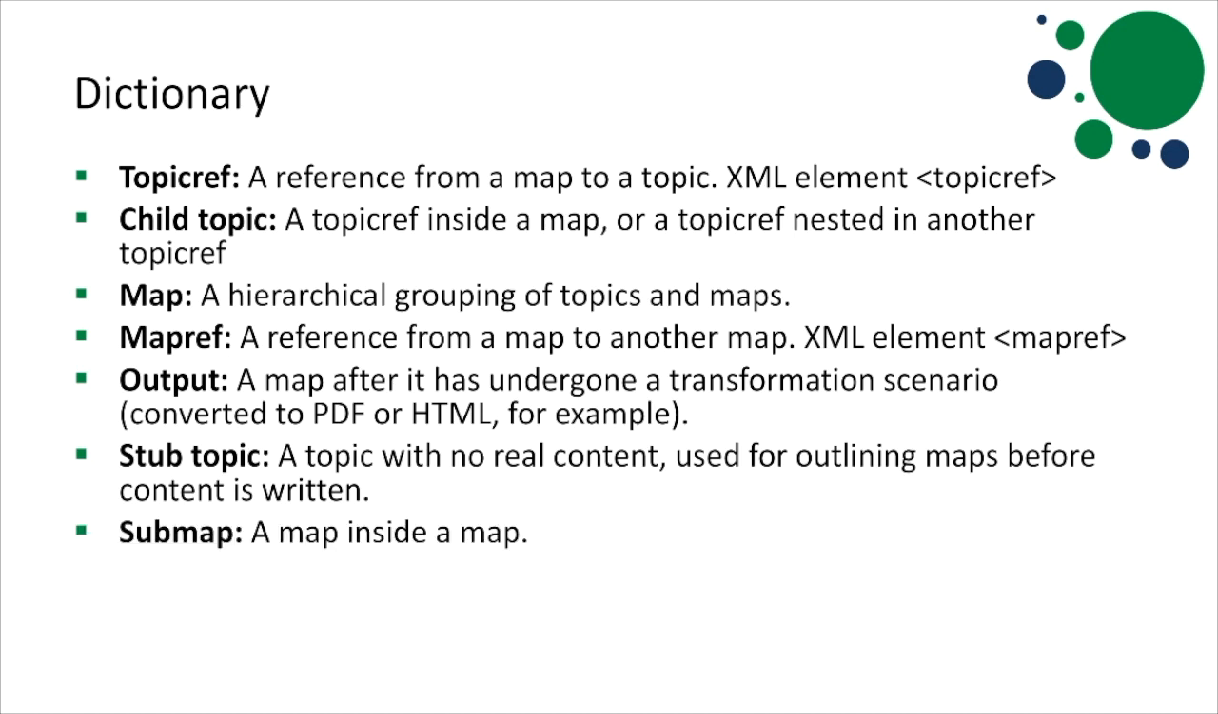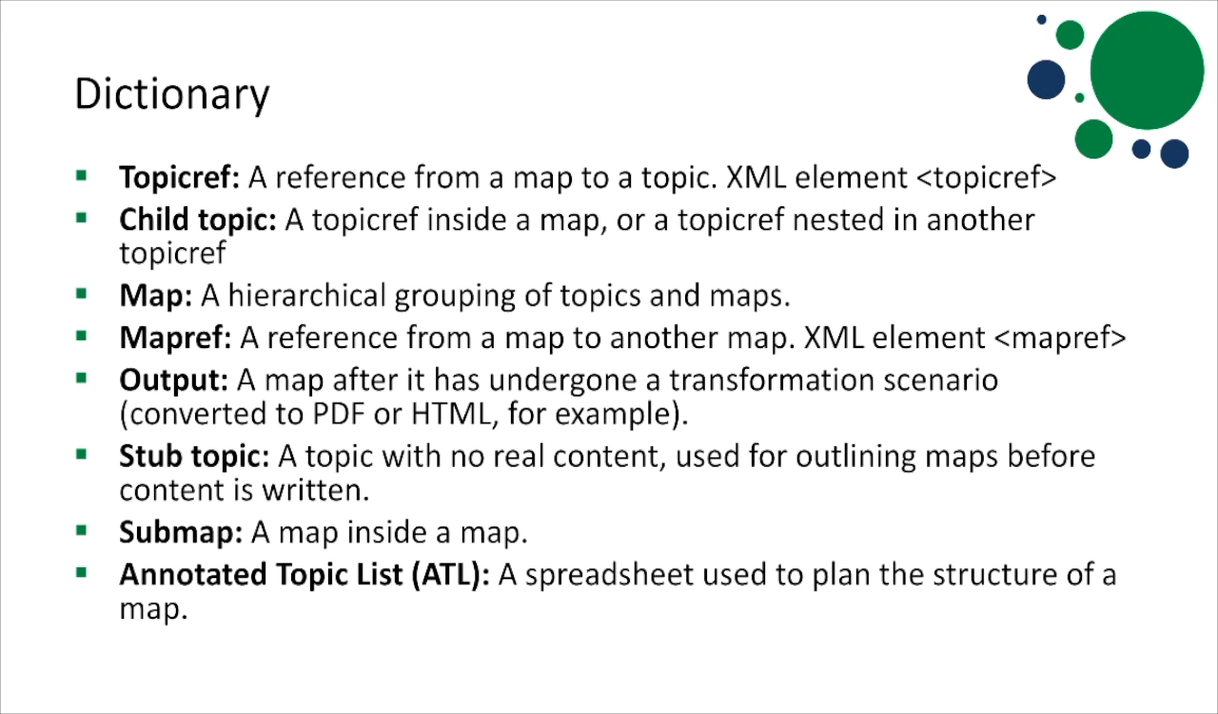A submap is kind of what it sounds like, a map inside of a map. We're going to use the mapref element to include submaps within our larger maps. A common term you'll hear when planning content and seeing a project through is the ATL, or annotated topic list. It's essentially a fancy spreadsheet that gives you your assortment of topics and their main identifying characteristics. We'll see some examples of the ATL in this lesson.